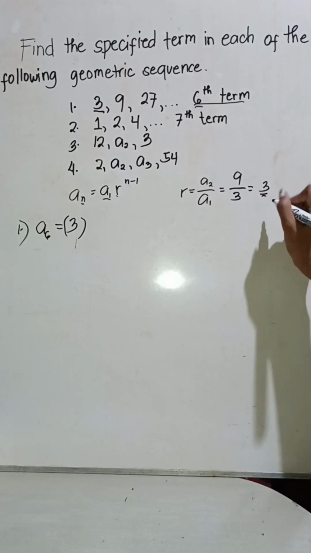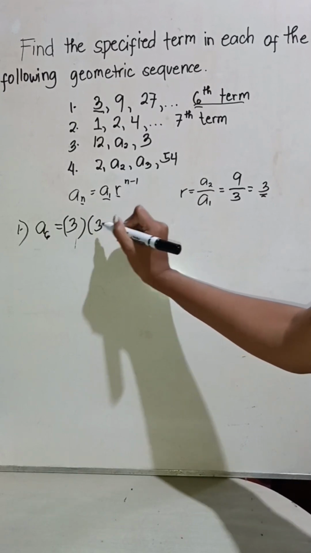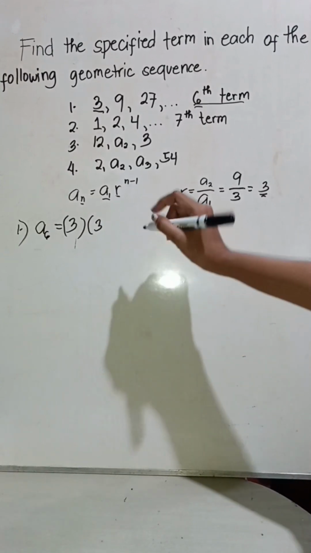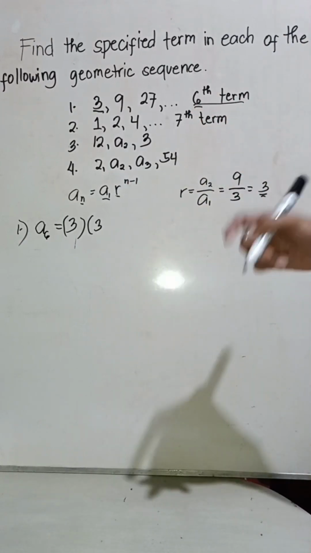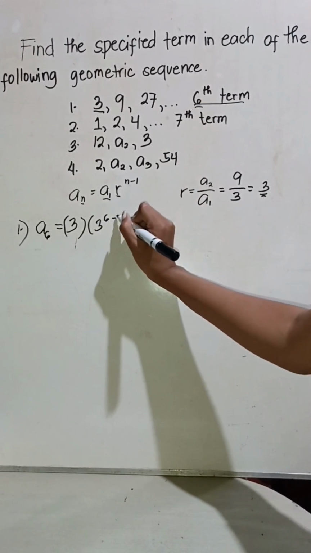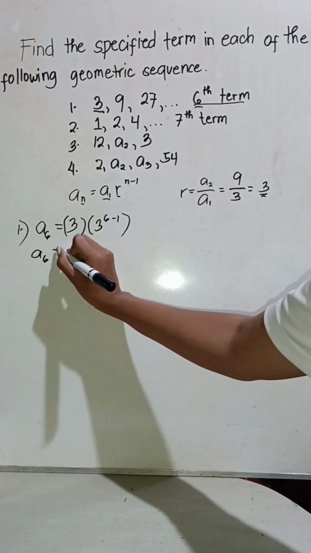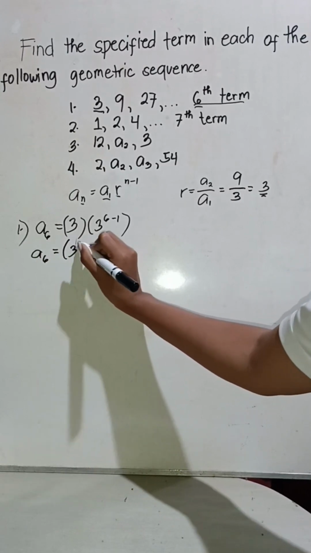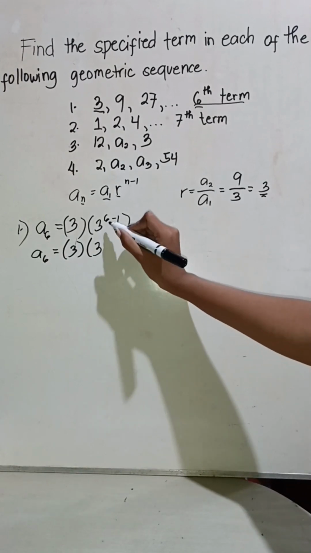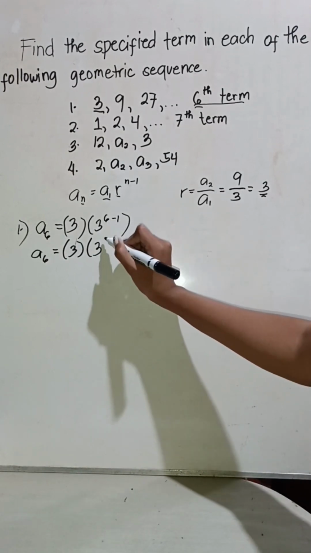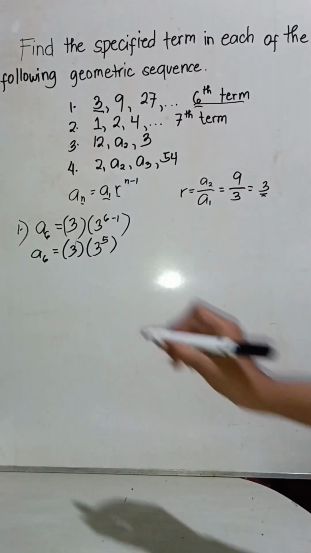So we substitute that for r: times 3 exponent of n minus 1. Our n will be 6, because we are finding the sixth term. So 6 minus 1. Copy a sub 6 is equal to 3 times, copy the 3, step by step. So 6 minus 1, we have 5. The exponent will just be 5.